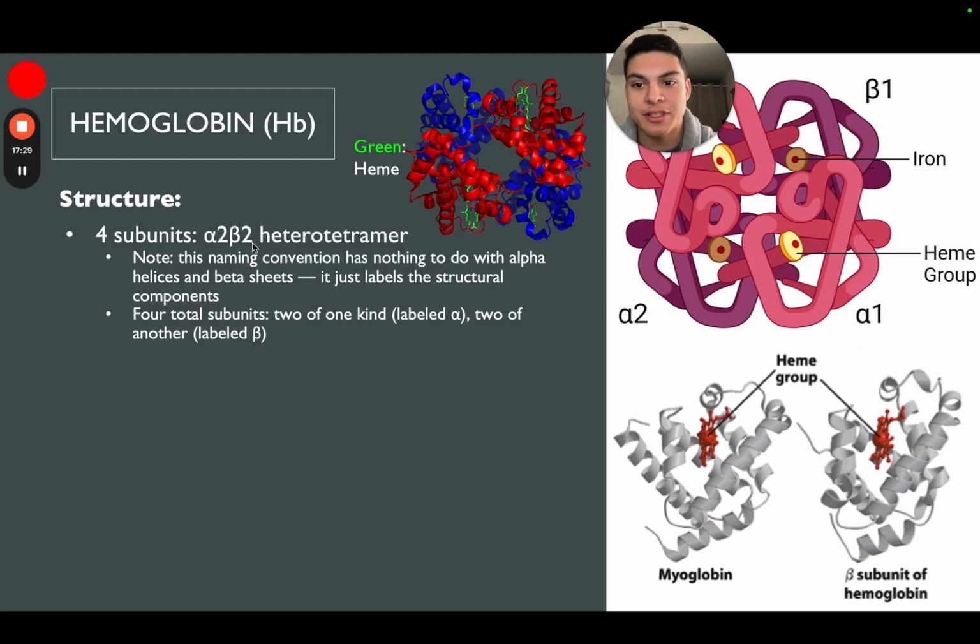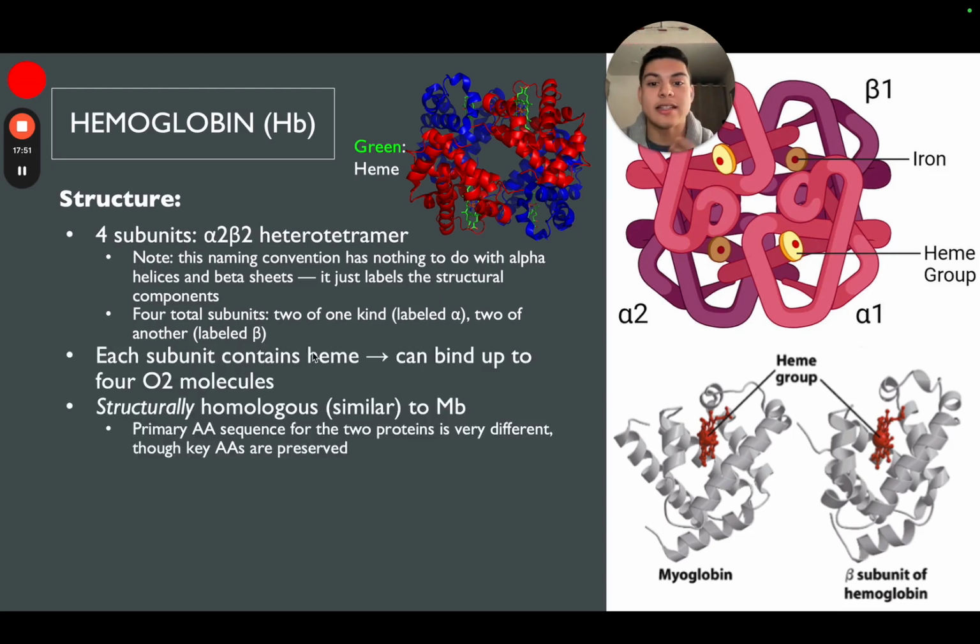And again, it's alpha 2, beta 2, which just means that the 2 reds are similar, homologous, and the blue are similar as well. Note that this naming convention has nothing to do with the alpha helices and beta sheets. It just labels structural components. I don't know why they chose to, but they chose to nonetheless. There are 4 total subunits, 2 of which are labeled alpha and 2 of which are labeled beta. Each subunit contains a heme and it can bind up to 4 oxygen molecules.